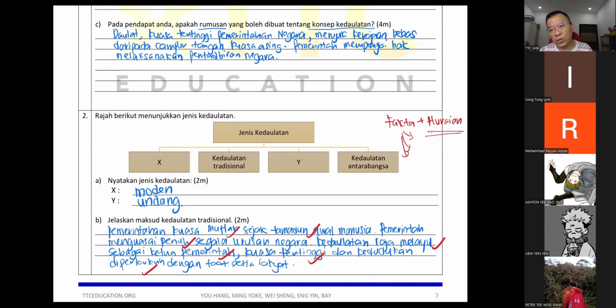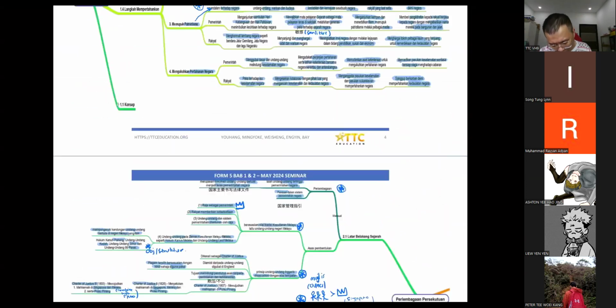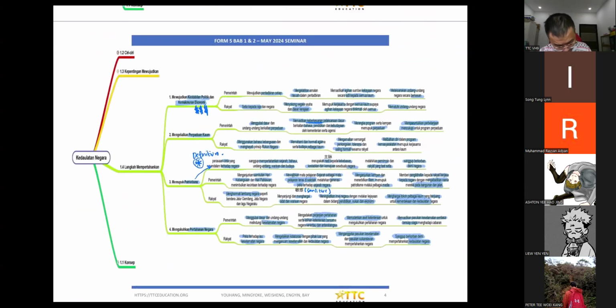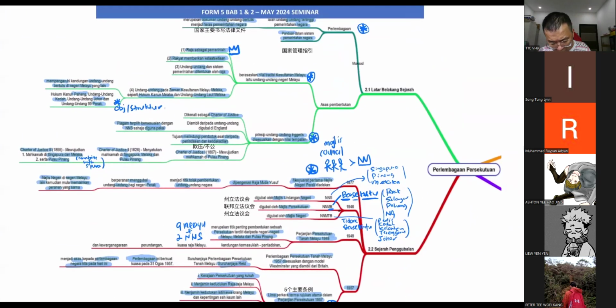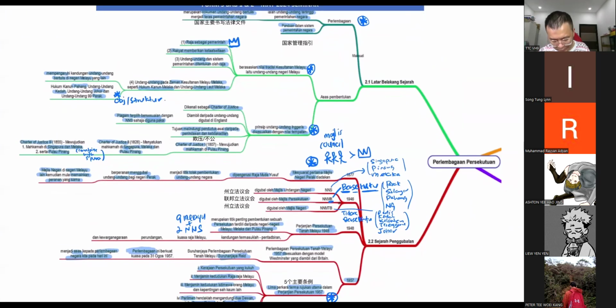So I know you all don't like Form 4 Chapter 2. For Form 4 Chapter 2, I'll help you eradicate a lot. The 2.2, 2.3, 2.4 don't need to study. So you just study 2.1, and also 2.5 until 2.8. Okay, so now you look at pelembagaan.